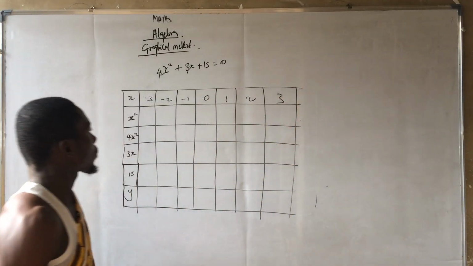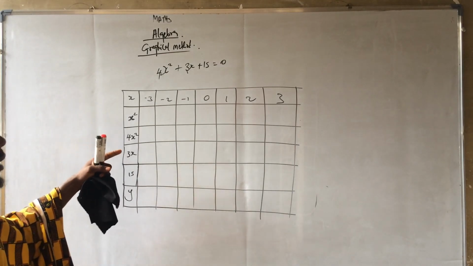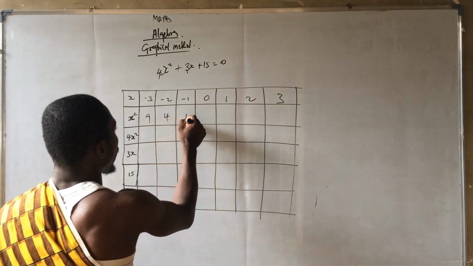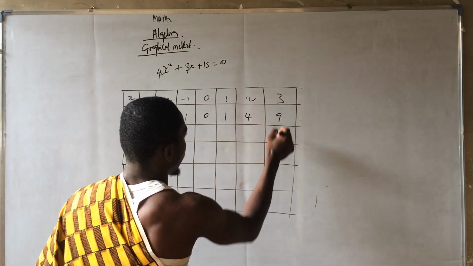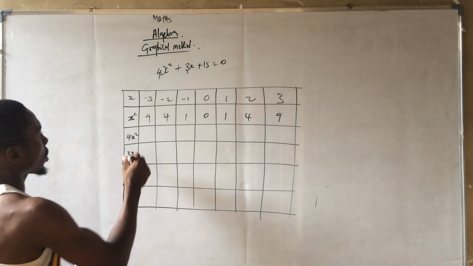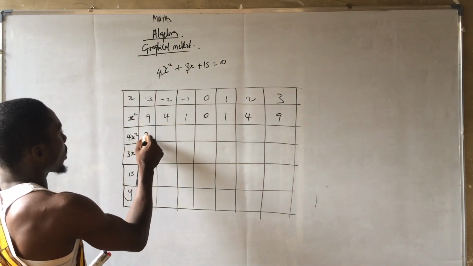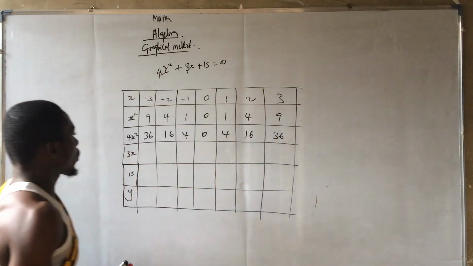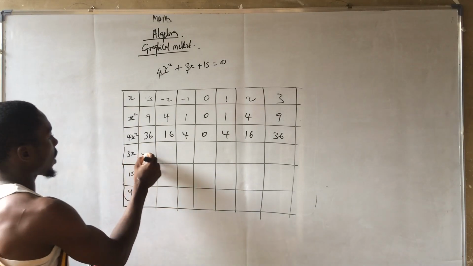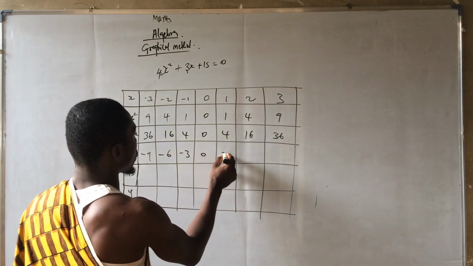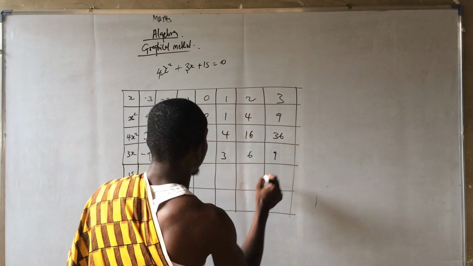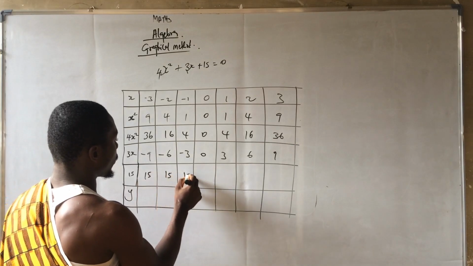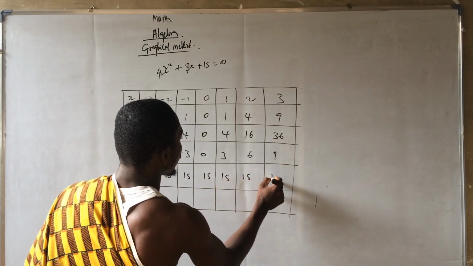So now, x² is just squaring all these: 9, 4, 1, 0, 1, 4, 9. Next is 4x²: 36, 16, 4, 0, 4, 16, 36. This is 3x: -9, -6, -3, 0, 3, 6, 9. And this is 15, all through.